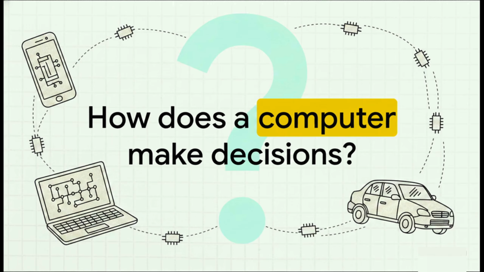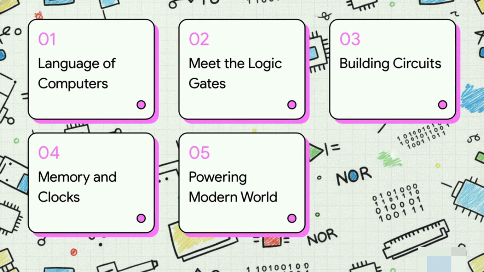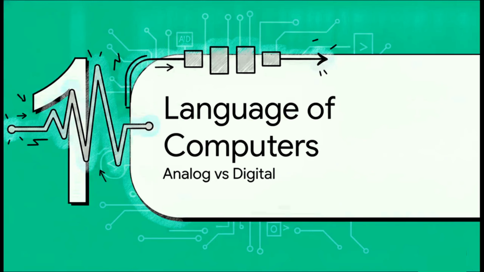Well, it all starts with digital electronics. Okay, let's dive right into this. We're going to take a bottom-up journey today, starting from simple ones and zeros all the way to complex robotics. We'll cover the language of computers, meet the logic gates, building complex circuits, adding memory and clocks, and finally, powering the modern world. Section 1.